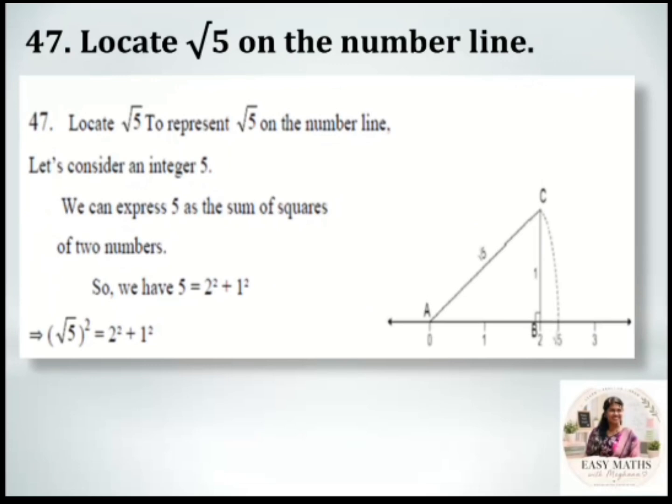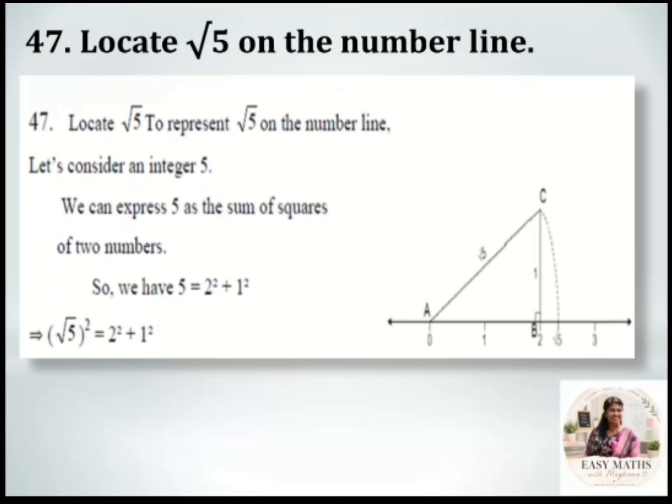Question number 47. Locate root 5 on the number line. It is exactly similar to the root 2 construction, but here instead of taking 1 centimeter or 1 inch, you have to take 2 inches. So here from 0 to 2 or from A to B, take 2 inches, and by using the protractor and compass, measure 90 degrees and put the arc and join the line A to C and mark the arc. That is nothing but the root 5 construction.